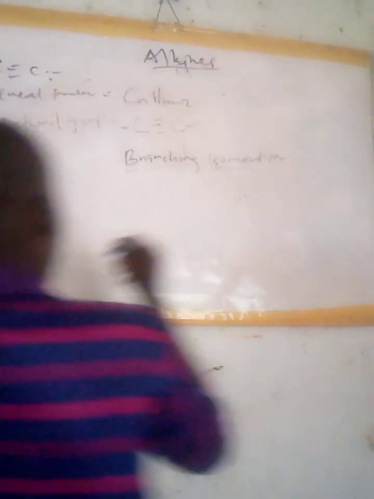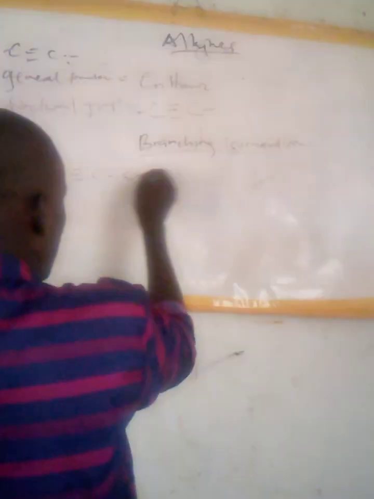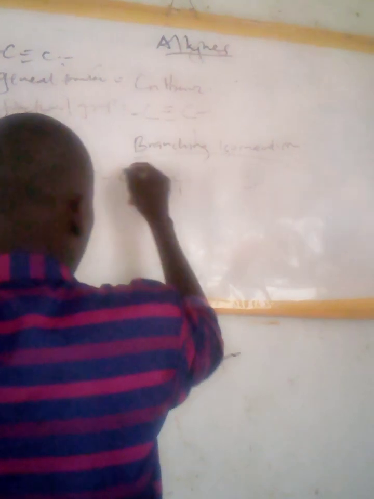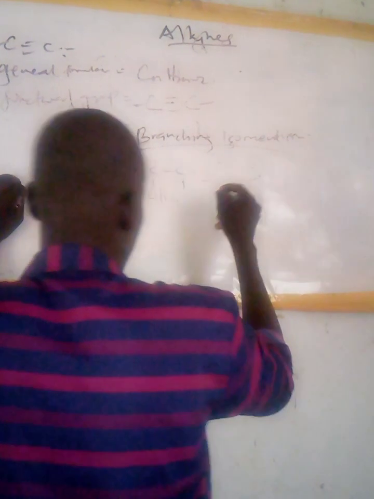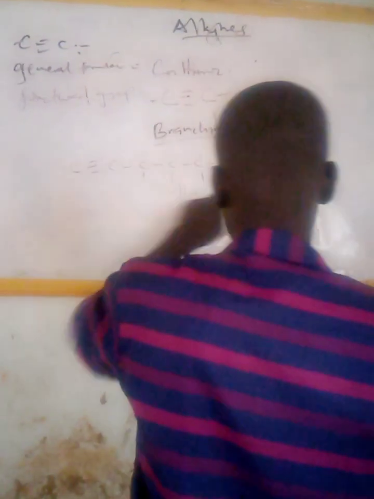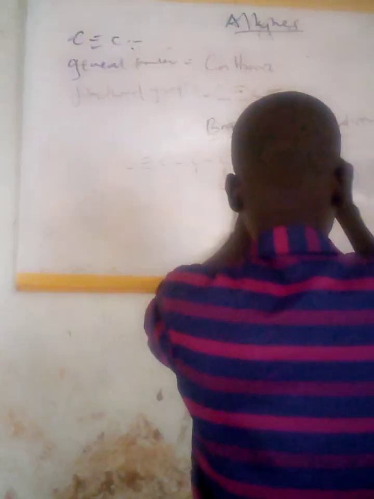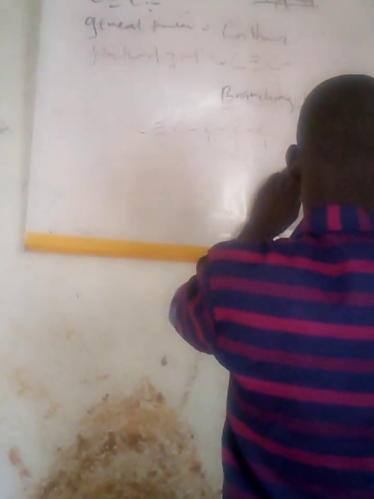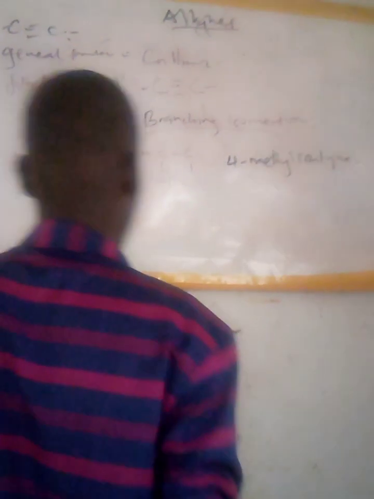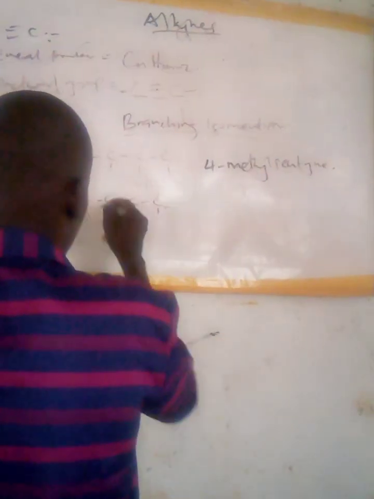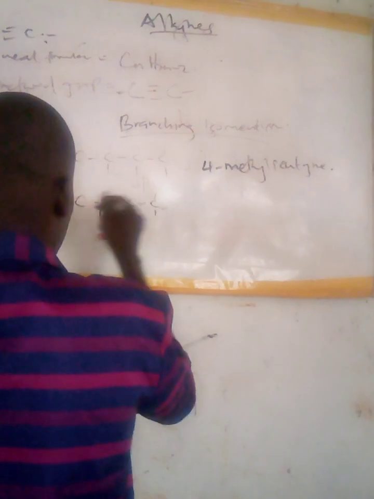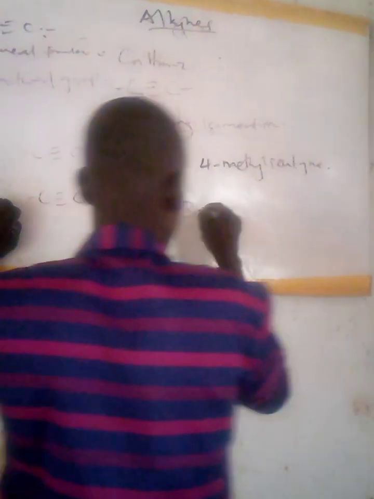Branching isomerism. For example, when I have a compound like this one, then I have a branch at this particular point here. So instead of naming at this particular point, this compound is 4-methylpentane. So that is now one of the isomers of this compound. The second isomer of this compound, I will now put the branch at that particular point. So this one is 3-methylpentane.